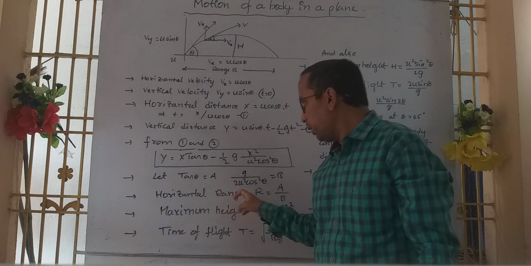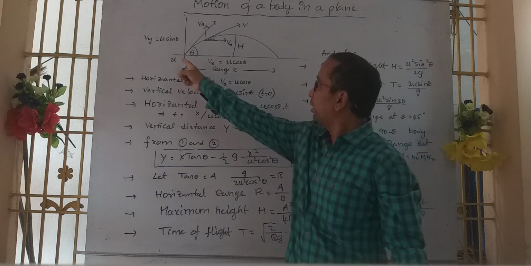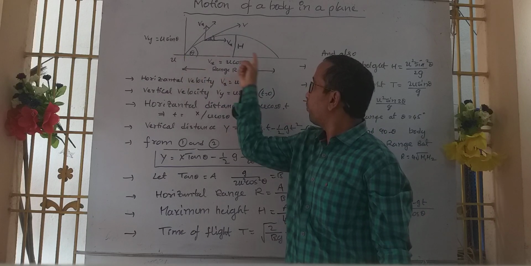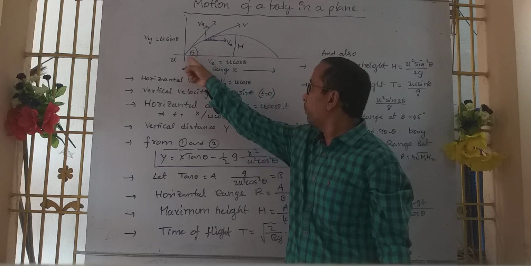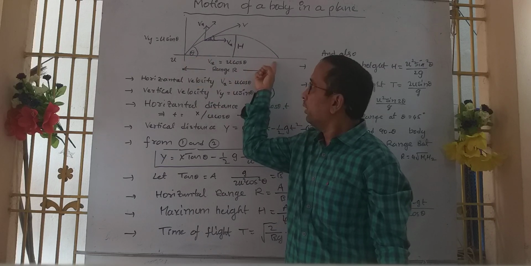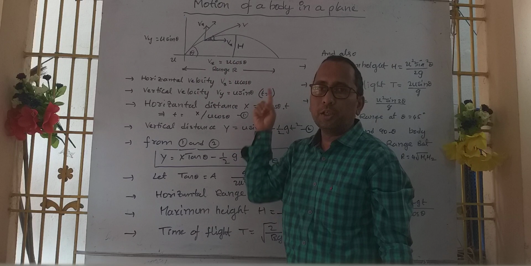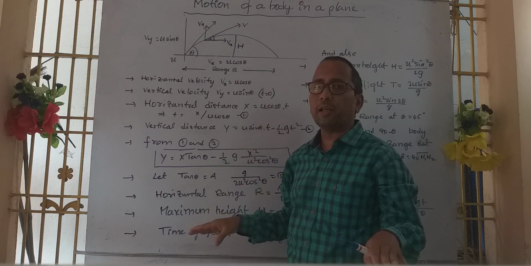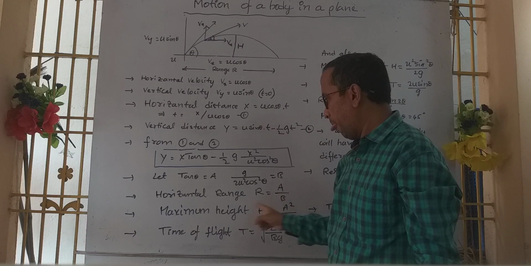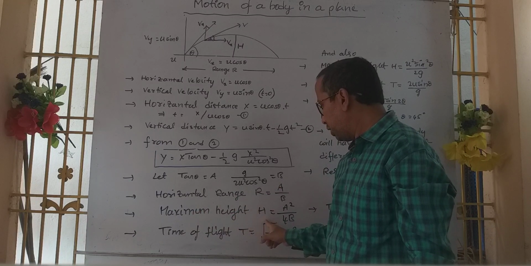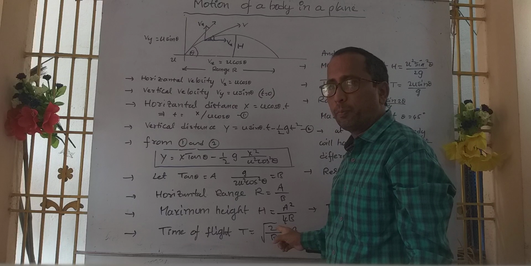And what is the meaning of range? Range is the distance from the point of projection to the point of falling on the ground, from the starting point to the ending point. This distance is called range. This is the horizontal range. So horizontal range R is equal to A by B. Maximum height H is equal to A square by 4B.